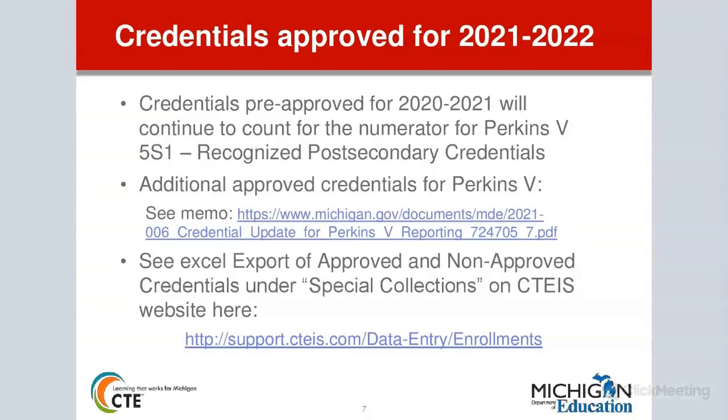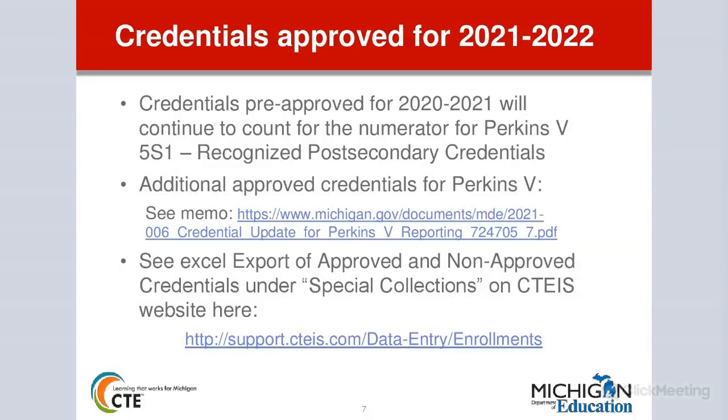So credentials. Credentials approved for 2021-2022 will be published on the CTEIS website. Any credentials pre-approved for 2020-2021 will continue to count for the numerator for Perkins 5. And additional credentials that are approved are located in a memo on our website. There is also, as I already stated, information on CTEIS.